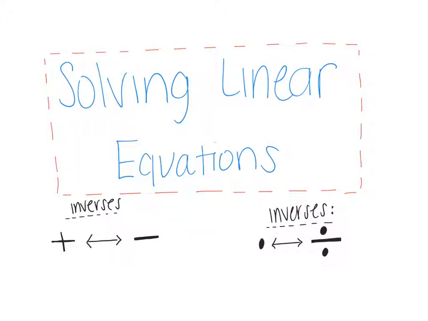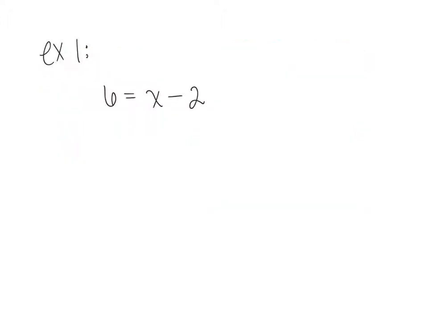So you'll see here that the inverse of addition is subtraction. The inverse of subtraction is addition. So to undo addition and subtraction, you use the inverse, use the opposite one. Same thing with multiplication and division. The inverse of multiplication is division, and the inverse of division is multiplication. So let's do some examples.